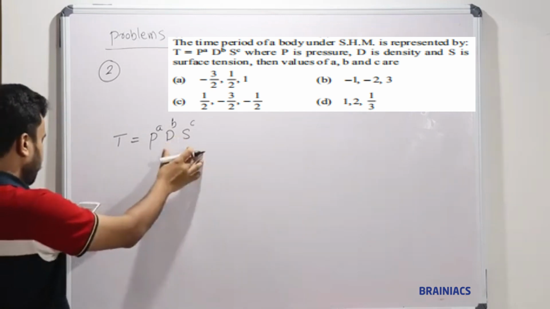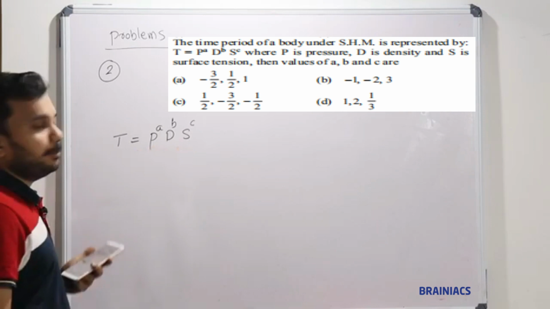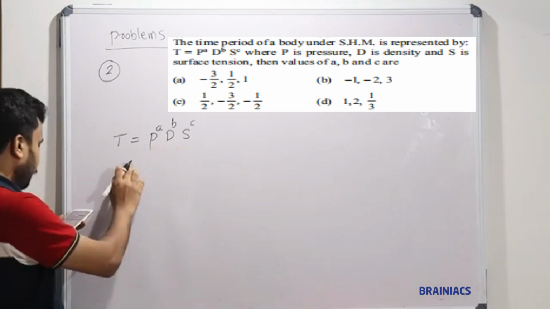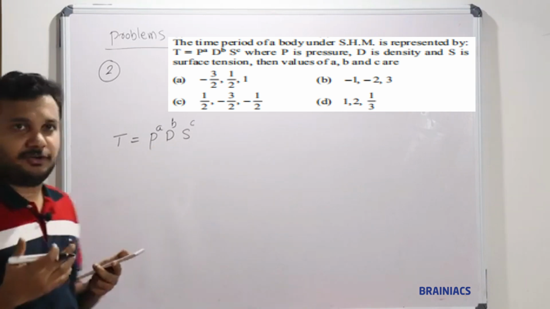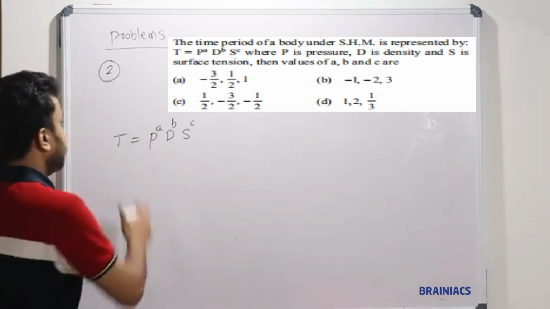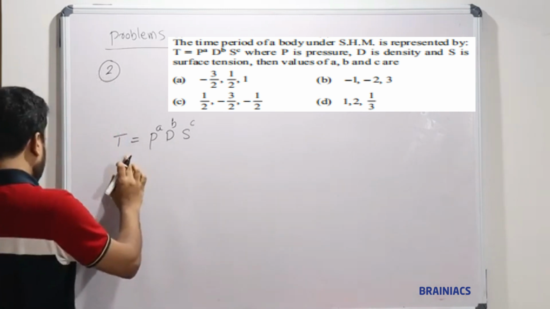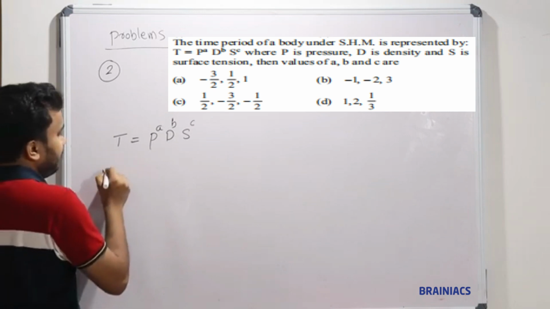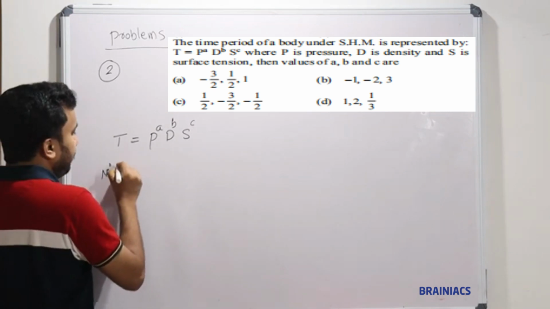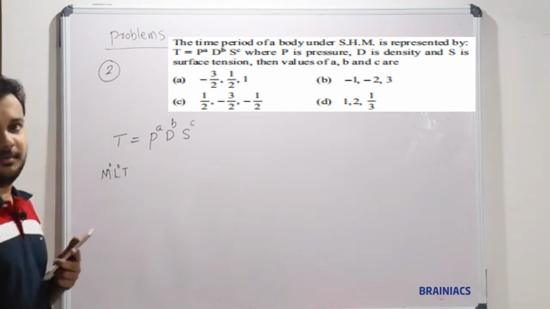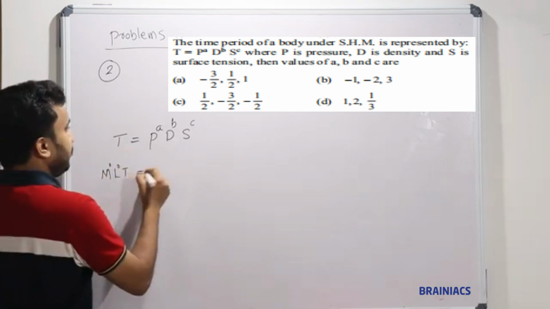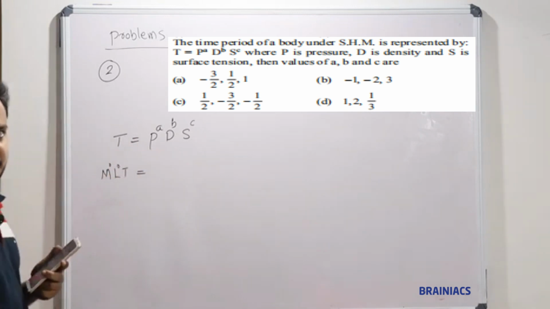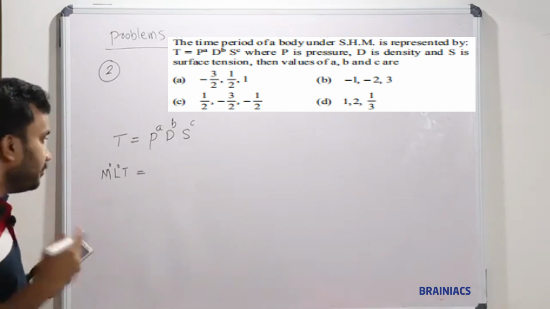This kind of problem we have already done. This is a time period, right? So what we will do, we need to find out the values of A, B and C. We'll substitute. So we'll write the time period formula. What's the time period formula? M power 0, L power 0, T. Only T will be available, which is equal to P, meaning pressure. Pressure means force divided by area.